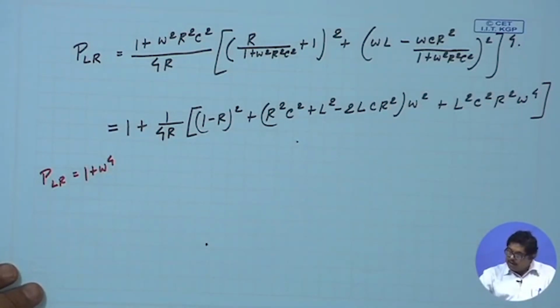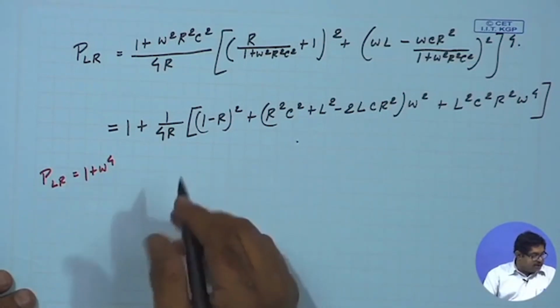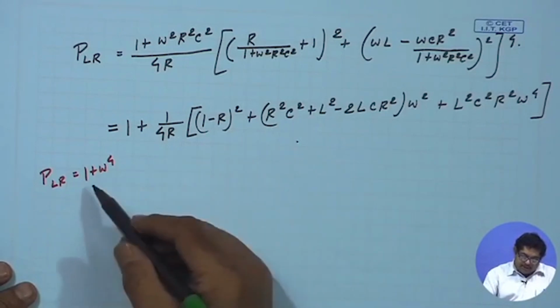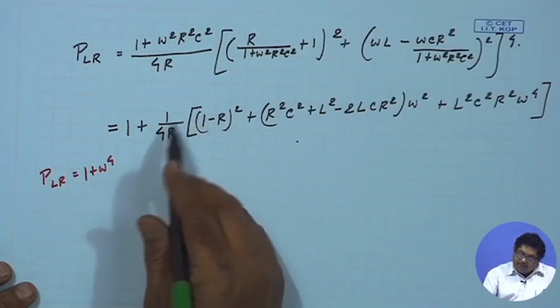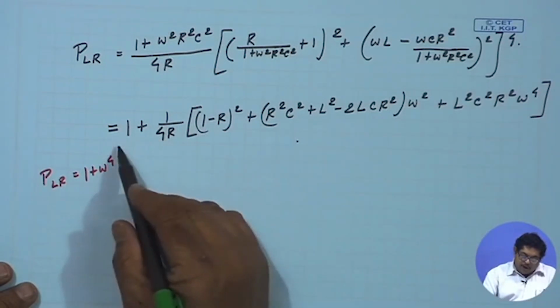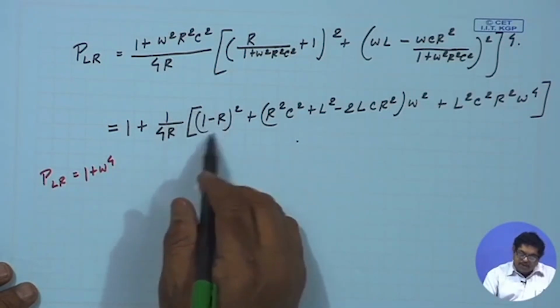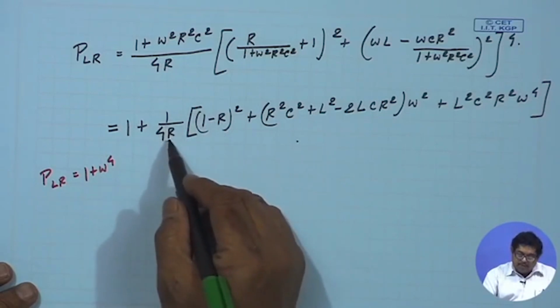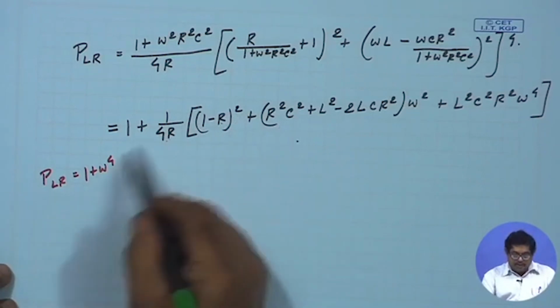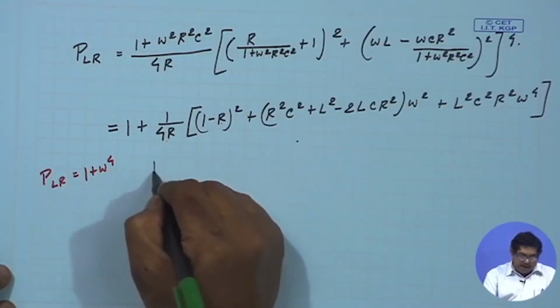Now, by comparing, what is immediately observable is the value of r, because this is omega square, this is omega 4th. The constant term is 1 and equal to this, which means the term 1 by 4r times (1 minus r) whole square should go to 0 if we compare these two. So, r becomes 1.